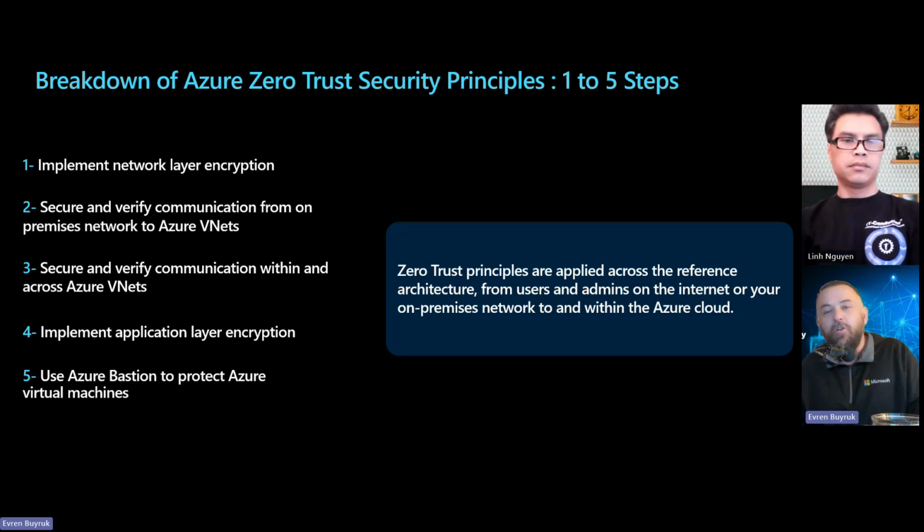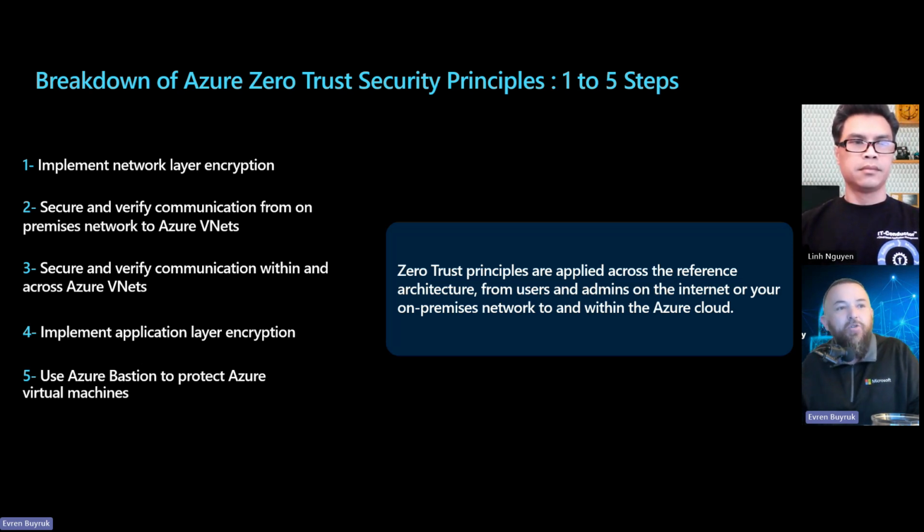So, implementing network layer encryption by verifying explicitly, using least privilege access, and assuming breach all the time. And then the second step is securing and verifying communication from the on-premises network to the Azure VNet by verifying explicitly and assuming breach, and securing and verifying communication within and across Azure VNets, implementing application layer encryption, and again, using Azure Bastion to protect Azure virtual machines.